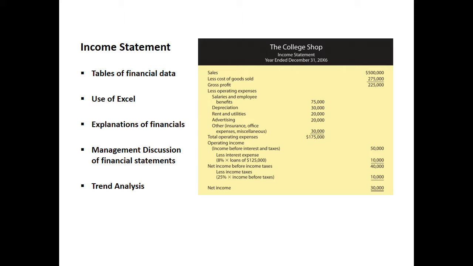But just to give you a little bit of background right now, a multi-step income statement involves calculating the profit or the net income in steps. So the steps are gross profit, operating income, net income before income tax, and then finally net income.